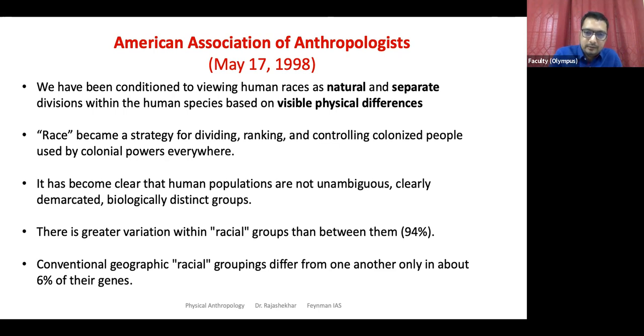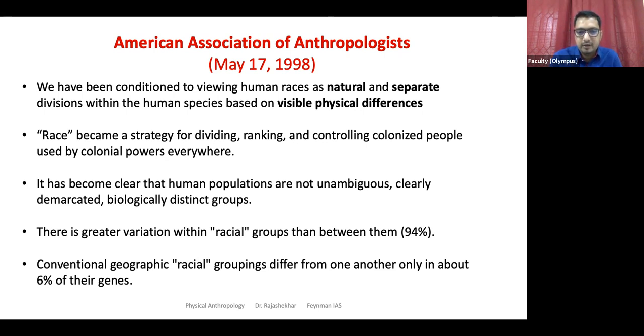And we all agree that we are not unambiguous, or we are ambiguous. We are different. We are definitely ambiguous, meaning there is a difference among us, clearly demarcated. Clearly there are specific differences among us, and we are biologically distinct. There is no doubt about that. So the American Association of Anthropologists said we have clear differences among us. We can be seen as distinct groups with respect to those biological features.